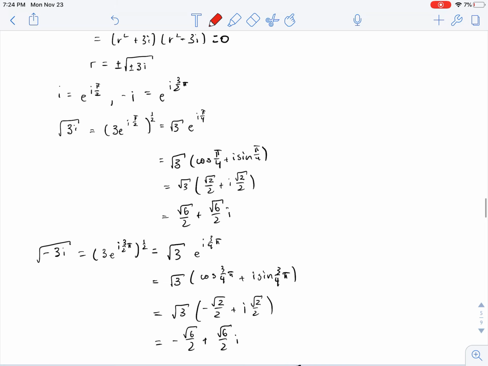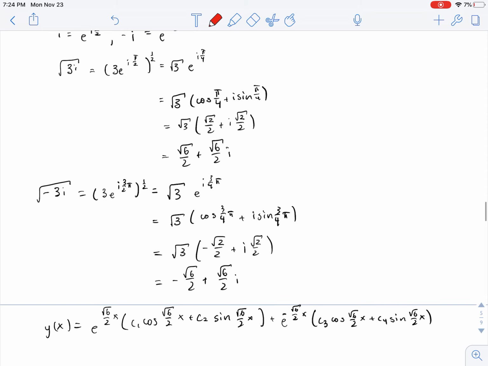Evaluating sine and cosine, we get that it is equal to the negative square root of 6 over 2 plus the square root of 6 over 2 times i. Now, plugging all of this into our general solution formula, we get that y of x is equal to e to the square root of 6 over 2 times x times the quantity c1 cosine square root of 6 over 2 times x plus c2 sine square root of 6 over 2 times x, plus e to the negative square root of 6 over 2 times x times the quantity c3 cosine square root of 6 over 2 times x plus c4 sine square root of 6 over 2 times x.